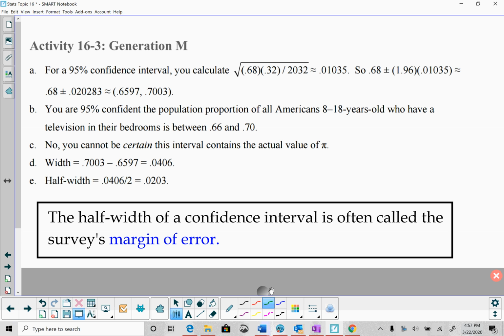Okay. By the way, that 0.0203, does that number sound familiar?